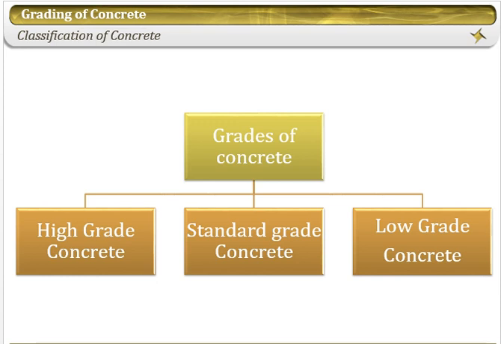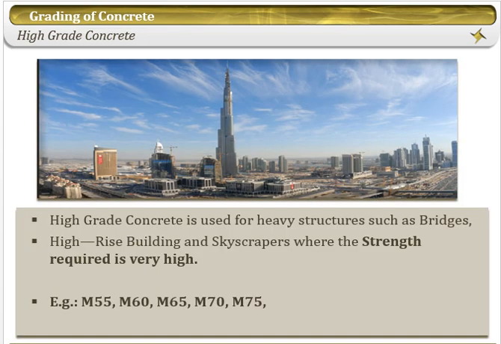After that, we will continue the classification of concrete. Here, in the classification, you can see grade of concrete. First is high grade concrete, second is standard grade concrete, and third is low grade concrete. Our Indian standard classifies grades according to their characteristic strength. Here we discuss some strengths.